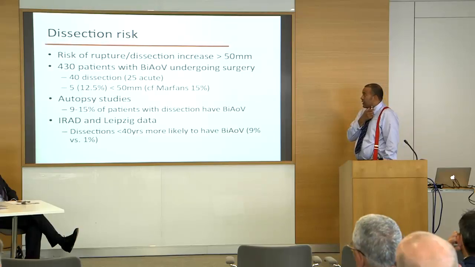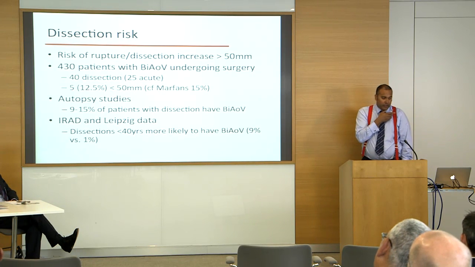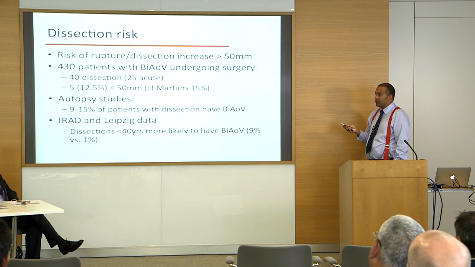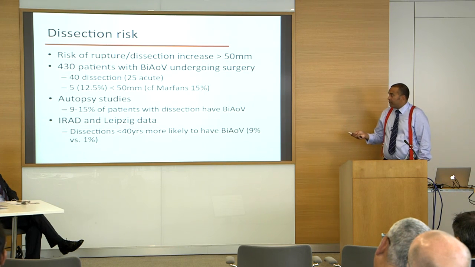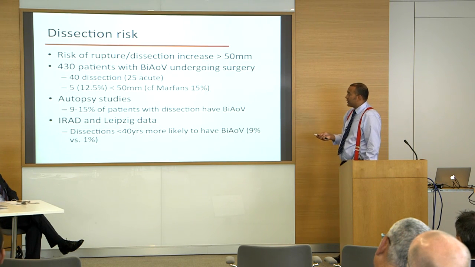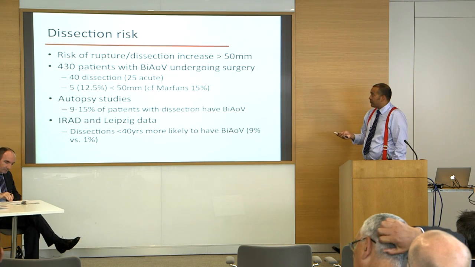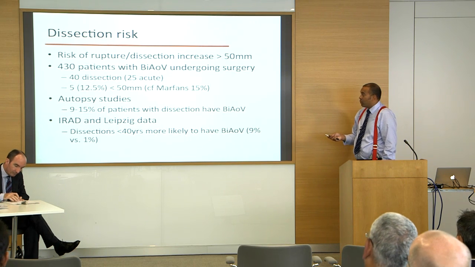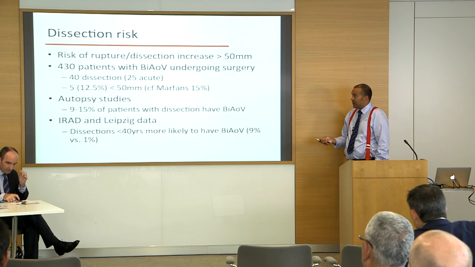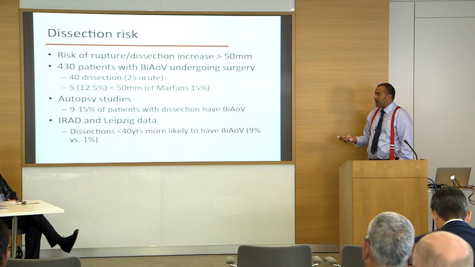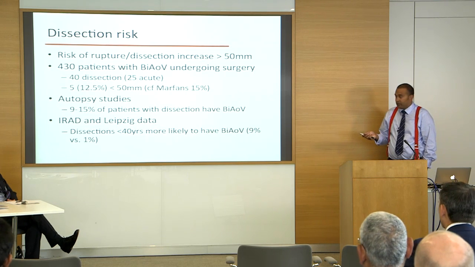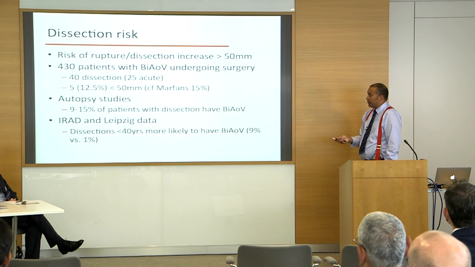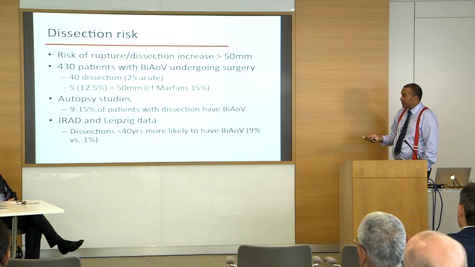Dissection risk, as I said, does vary depending on what piece of literature you read. It looks like the risk of rupture or dissection increases once the aorta gets above 50 millimeters. Svensson looked at a cohort from the Cleveland Clinic with 430 patients with bicuspid valve who had undergone surgery. 40 of those were dissections, 25 of those were acute, and 5 of those were less than 50 millimeters. That's 12.5% of that population. And that compares with about 15% of Marfan's patients who will dissect with aortic diameters of less than 50 millimeters. Autopsy studies show that 9 to 15% of patients with dissection have a bicuspid aortic valve.